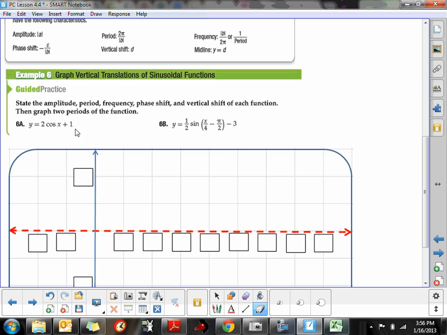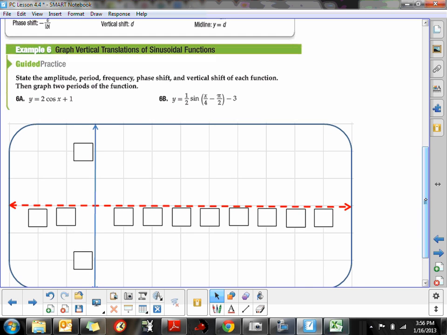Keep in mind, if they were to have written it like this, parenthesis plus 1, that means it's a phase shift, so we're going to move our graph 1 unit to the left. But make sure you keep in mind where the grouping symbols are and where they are not. In this case, they are not wrapped around the 1.